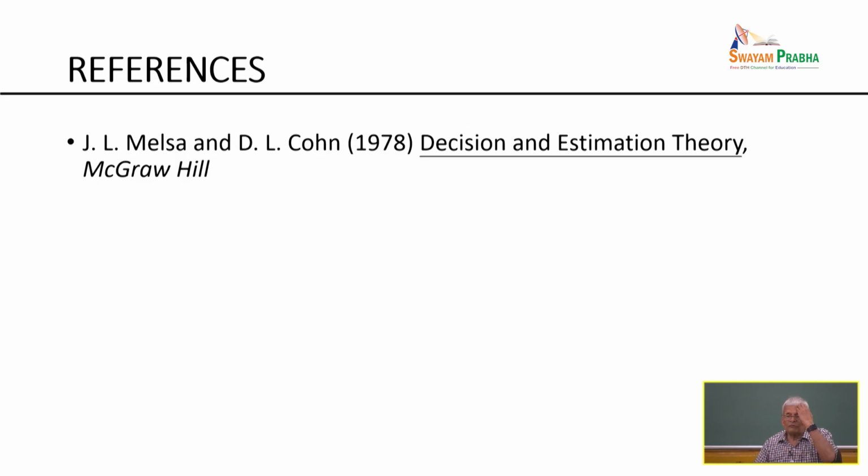This is the theory of the Gauss-Markov theorem. It is described in our book. It is also described in the book by Meltzer and Cohen. And this book is available, I think, at the IIT library. Decision Estimation Theory is a great book to be introduced to basic aspects of statistical estimation. That's of great relevance to data science.